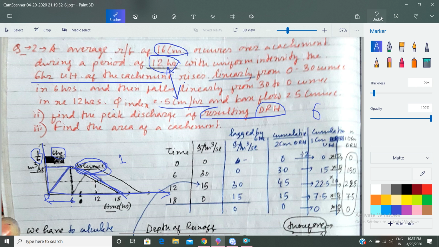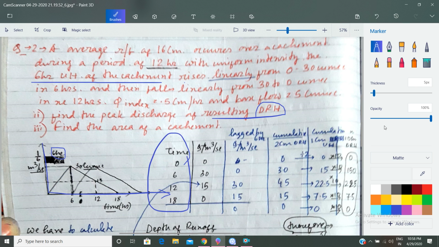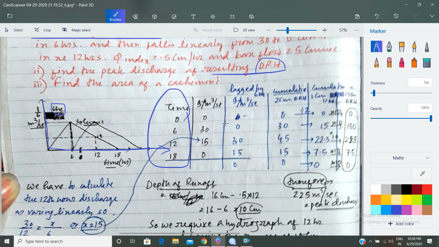Okay, this we needed. So now we are given a unit hydrograph, and its peak discharge is given as 30 cumecs. Now let's tabulate it like this. From the first, at 0 hour the discharge was 0. At 6 hours it was 30 cubic meter per second. At 12-hour time it is 15, as I have written, I am just showing you. At 18 hour it becomes 0 again.